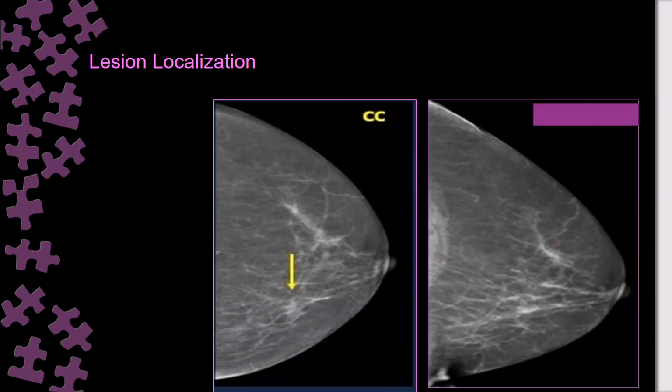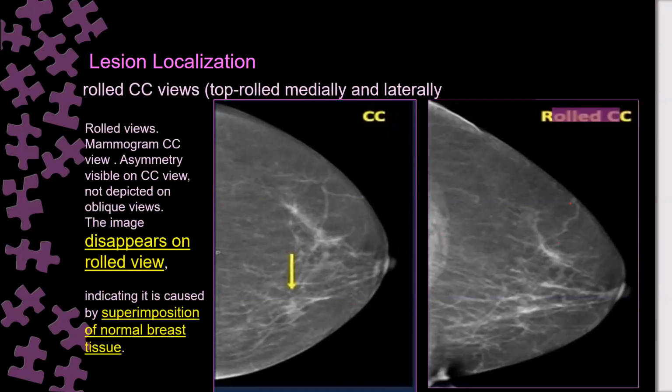Generally, if we have a lesion seen on the MLO, then we go for straight lateral triangulation. If you have seen it on the CC view, you have to do the roll view. Did you hear about the roll view? No. This is the roll view.